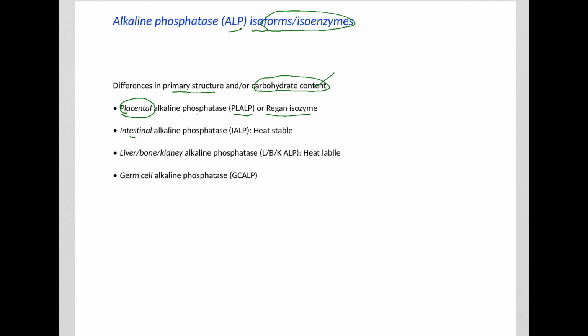We have the intestinal alkaline phosphatase called IALP, which is very heat stable. We have the liver bone kidney alkaline phosphatase, also called LBKALP, which is very sensitive to heat. And then we have the germ cell alkaline phosphatase, or GCALP. So there are four possible types of alkaline phosphatase.